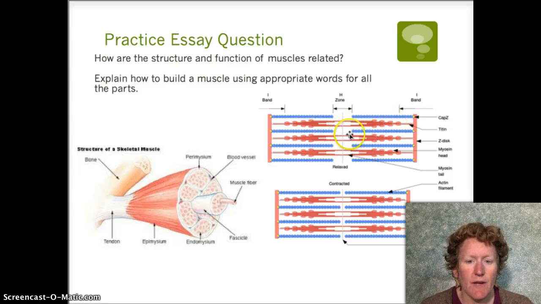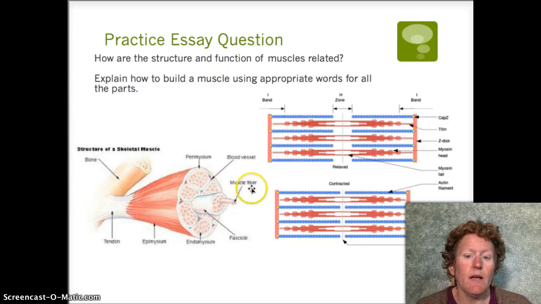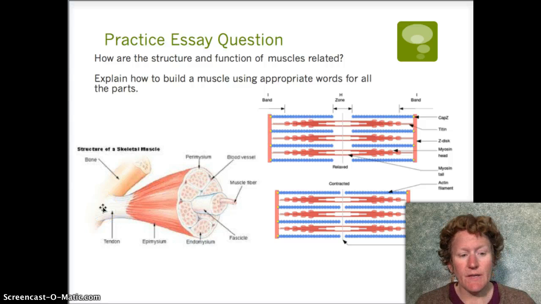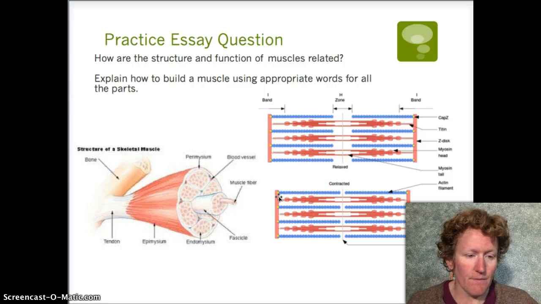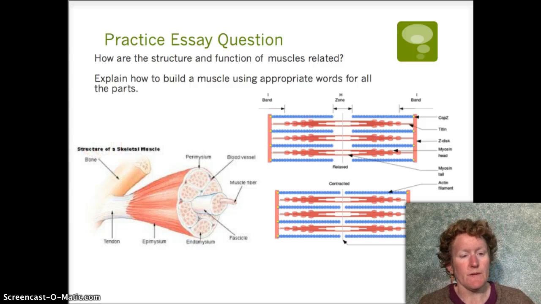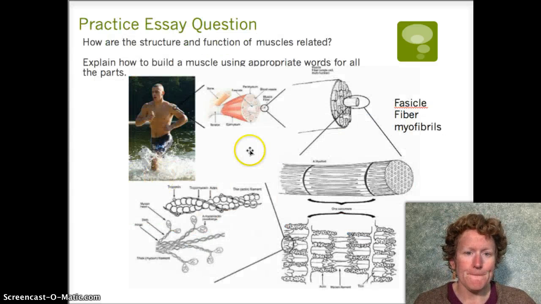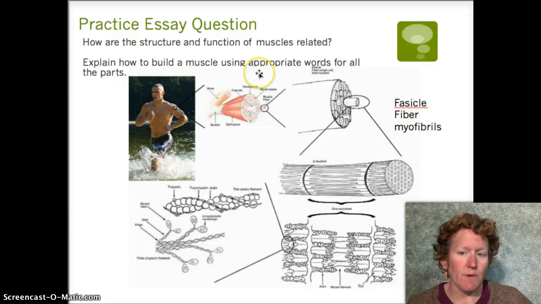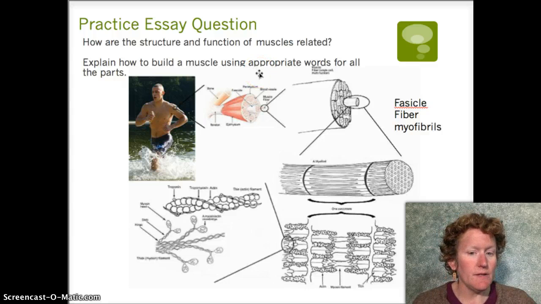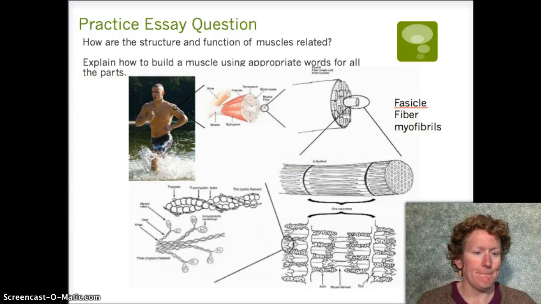And these muscle cells are organized into muscle fibers, and those fibers are organized into fascicles, and those fascicles are organized into muscles, which are attached to bones by tendons. All of this relates to the function of muscles. This is the structure, and it relates to the function of muscles, which is to move our bones around and help us get around. So you want to be able to explain how to build a muscle using the appropriate words for all of the parts. And if you need to go back into the lesson, that's a good idea.